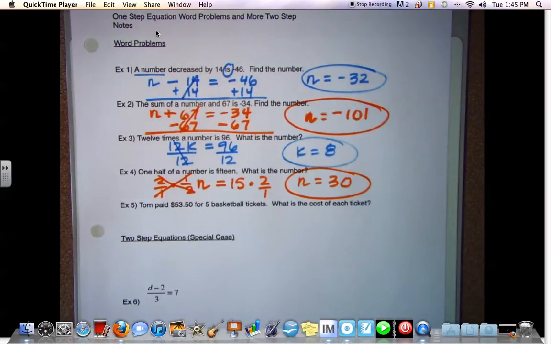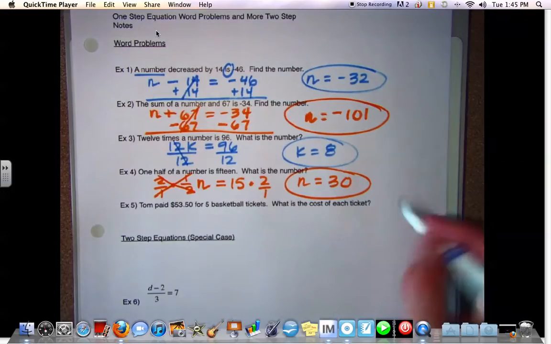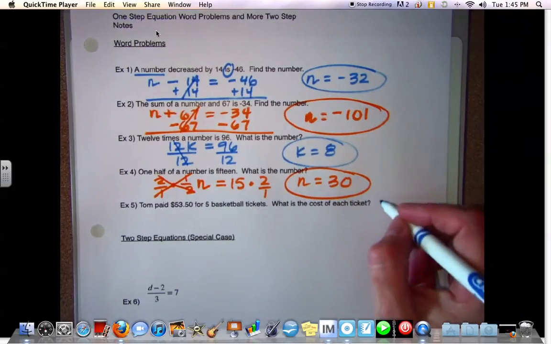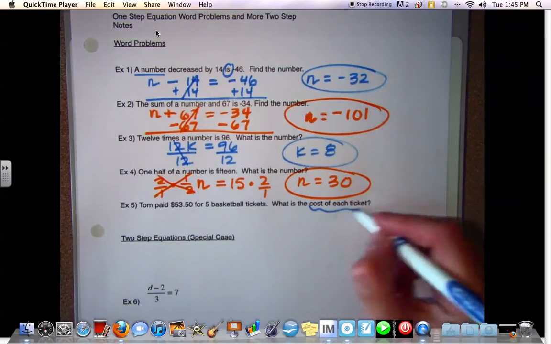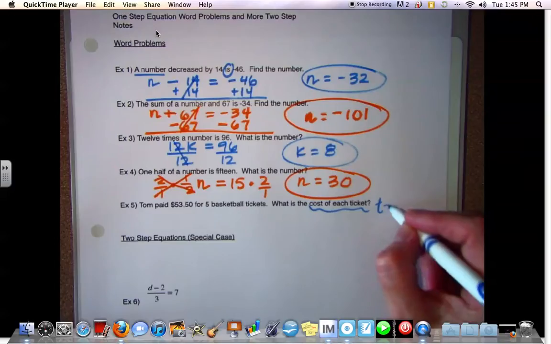All right, example 5. Tom paid $53.50 for 5 basketball tickets. What is the cost of each ticket? So what is our unknown? The cost of each individual ticket. Right, so I'm going to use T for a ticket.